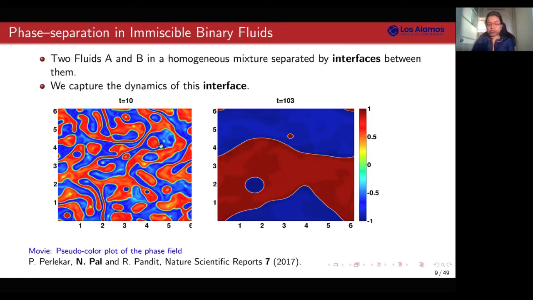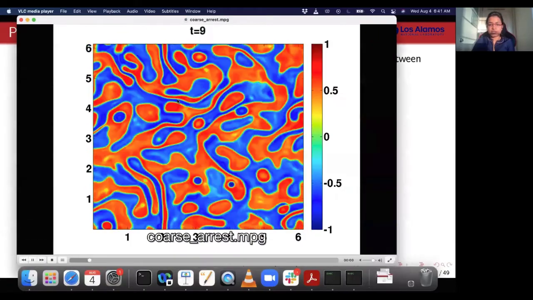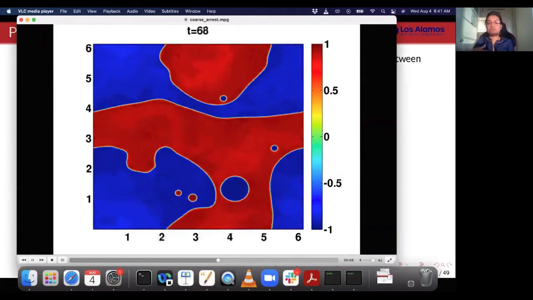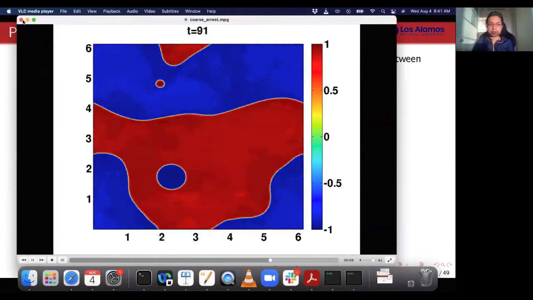Now, if we evolve this system using the phase field model, we arrive at this final state where the 2 fluids have completely phase separated. That is, there is a minimum number of interfaces between the 2 fluids. So essentially, the phase field model is capturing the interface dynamics. That is, it is minimizing the number of interfaces. So this is a movie from the simulation in the paper where it shows the 2 fluids are completely phase separating.